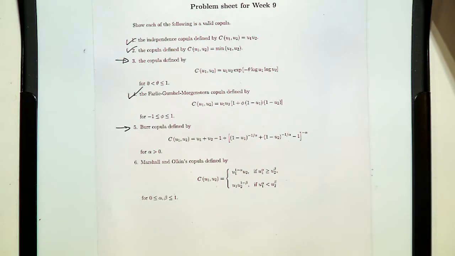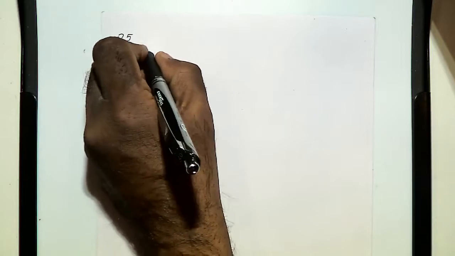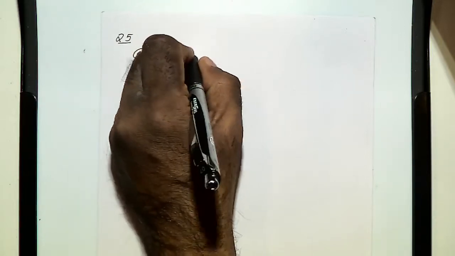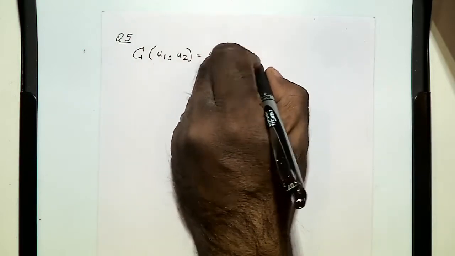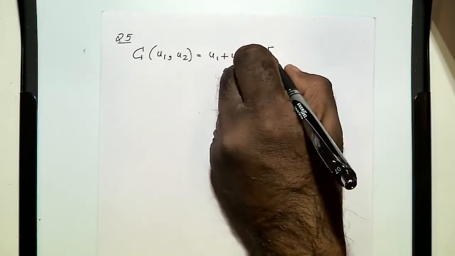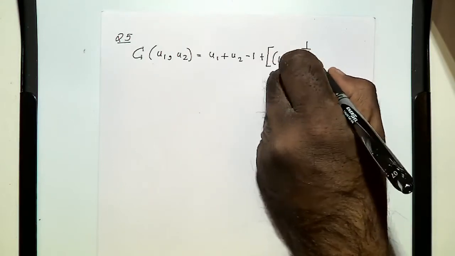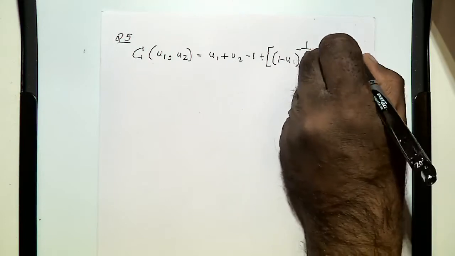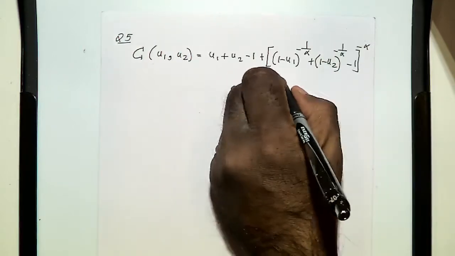All right, guys, let's do question 5. I'm sure you've done it, but let me show you anyway. So question 5 is Q5. You have this function here, C(U1, U2) equals U1 plus U2 minus 1 plus, all right, where alpha is a positive constant.